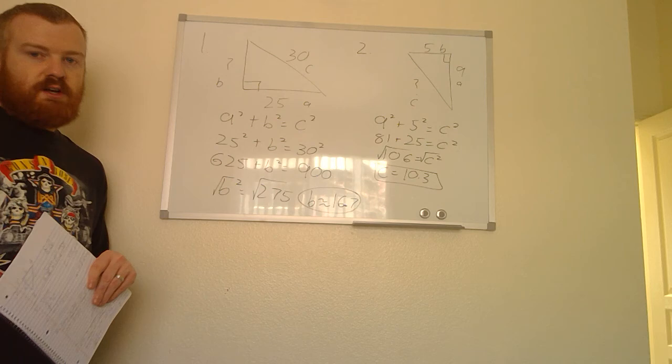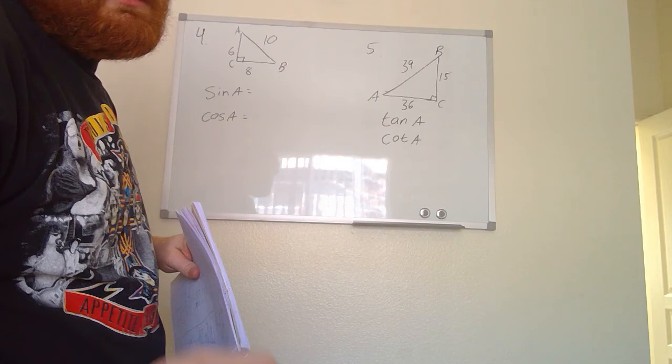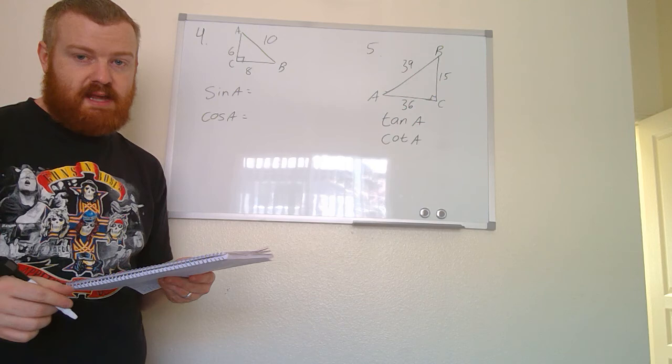So this is how we solve for the missing side when we have two out of three sides. We had one example where we solve for the hypotenuse, and one example where we solve for each of the two legs. Okay, so example number three, I'm going to skip just because that one is essentially the same as what we did in example number one. You'd follow the same procedure. So we're going to move on to four and five.